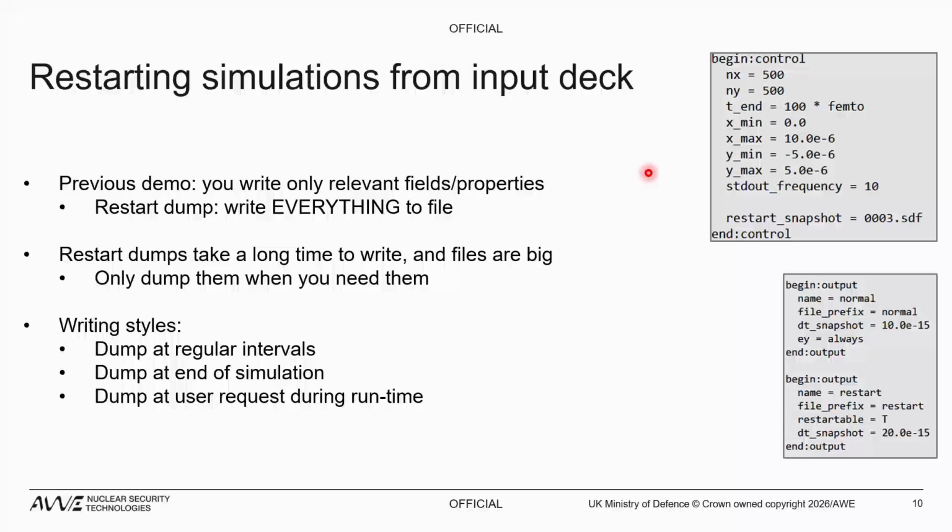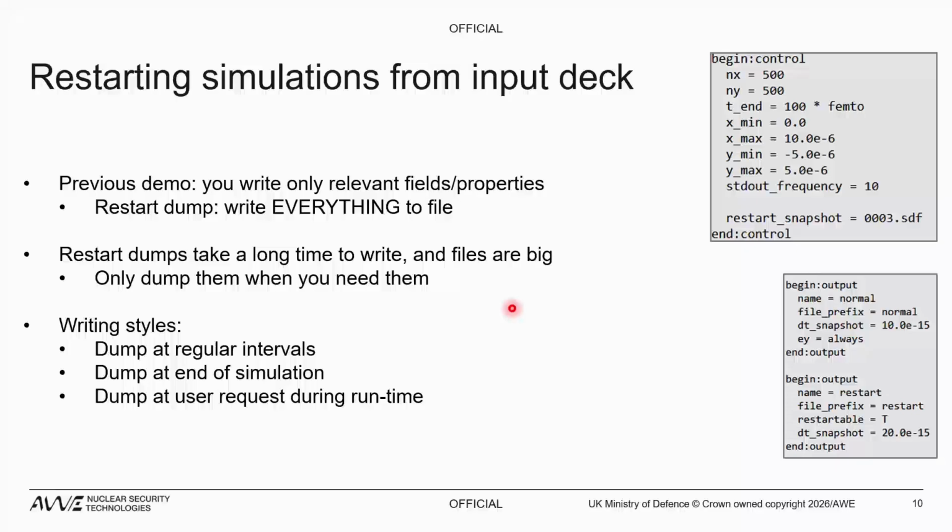What you can do with EPOCH is set a restartable flag in your output block. You can have multiple output blocks, by the way, that output at different times. So this one only dumps every 20 femtoseconds, and it gives you a restart dump. The restart dump is literally everything that you will need to restart the simulation. It's all the optical depths of the particles, all their momenta, their positions, all the fields, all the currents. It is all the memory that is being held currently in the simulation.